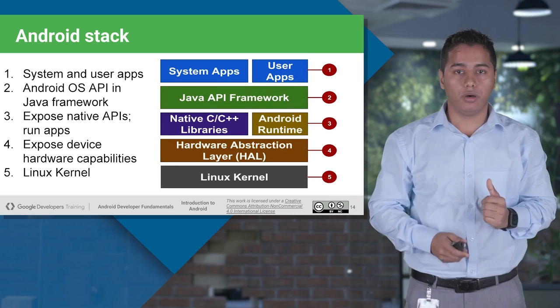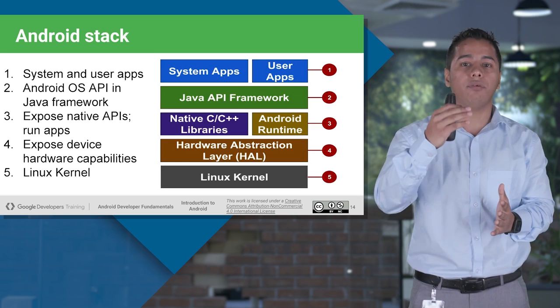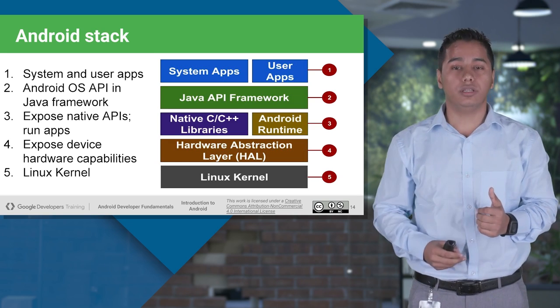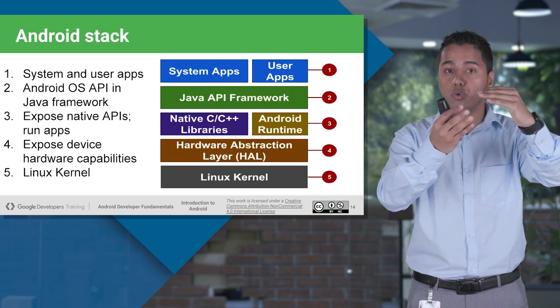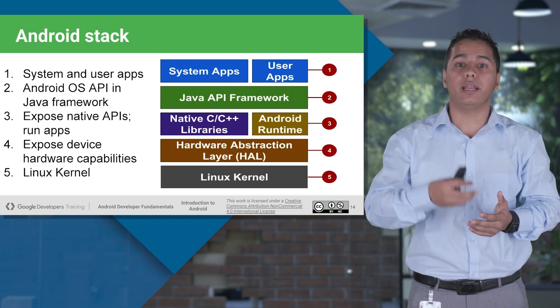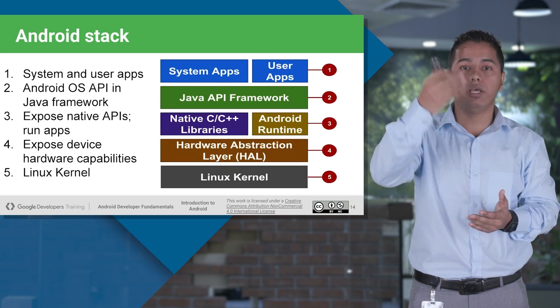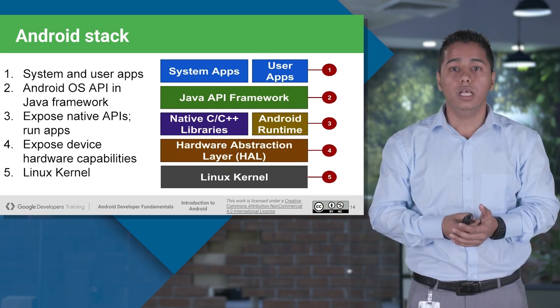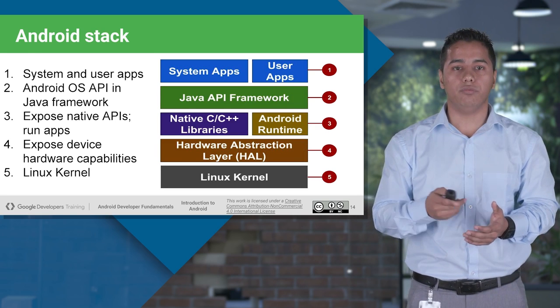So when we talk about stack-based, at the very bottom we have the Linux kernel, then we have the HAL, hardware abstraction layer, then above that we have a layer which contains two things, native C and C++ libraries and Android runtime, and then we have the Java API framework, and above that we have system apps or user apps. So let's go through each of them very briefly.